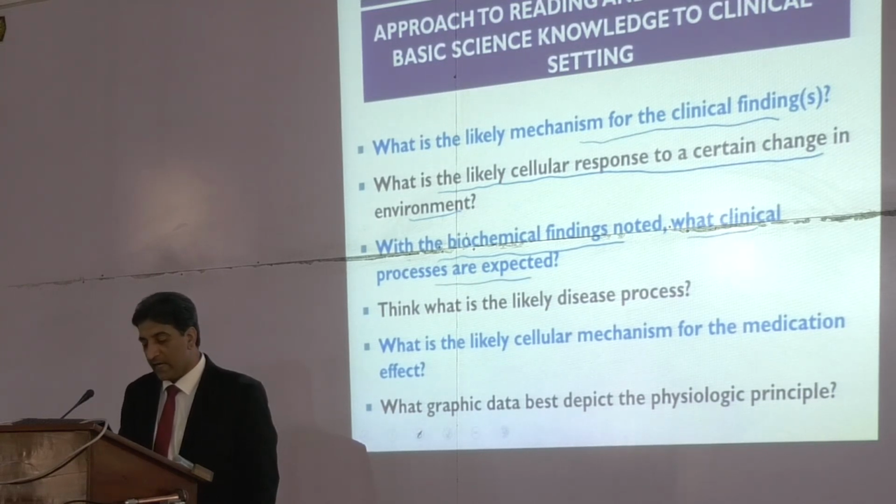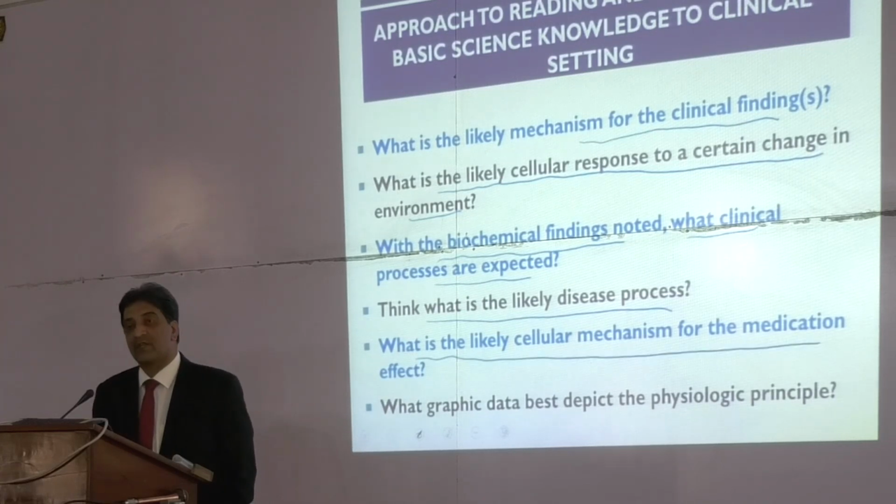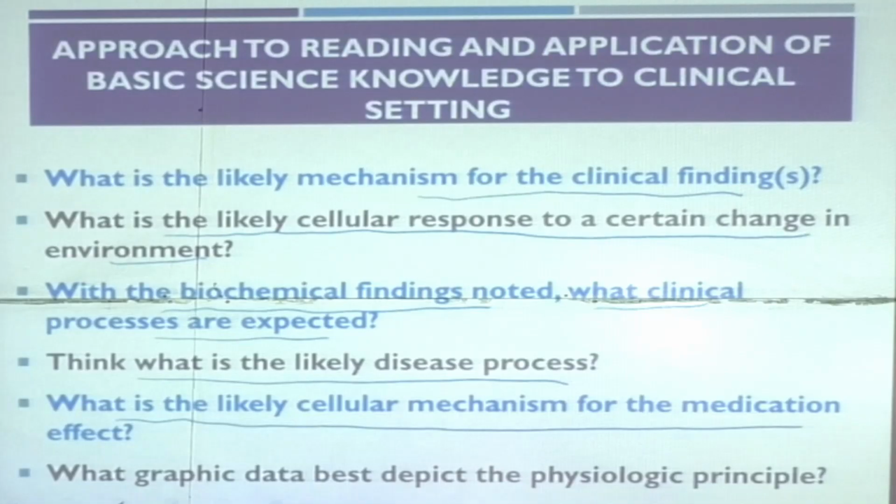Think, what is the likely disease process? What is the likely cellular mechanism for the medication? If you have started certain drug therapy, what graphic data best depict the physiological principle? So these are the 6 basic questions that should always be in your mind to solve a clinical scenario. Now we will move through the first question.